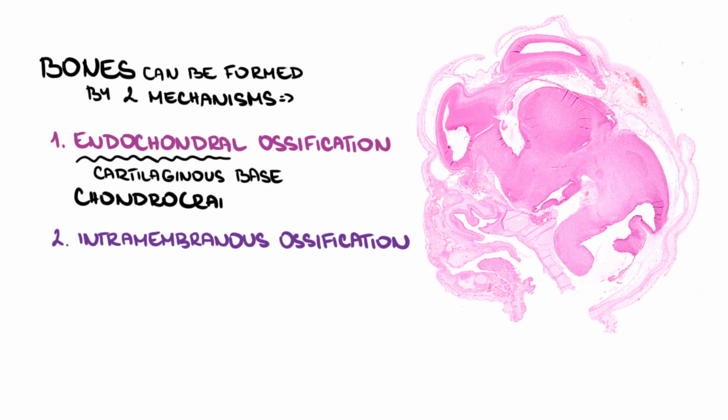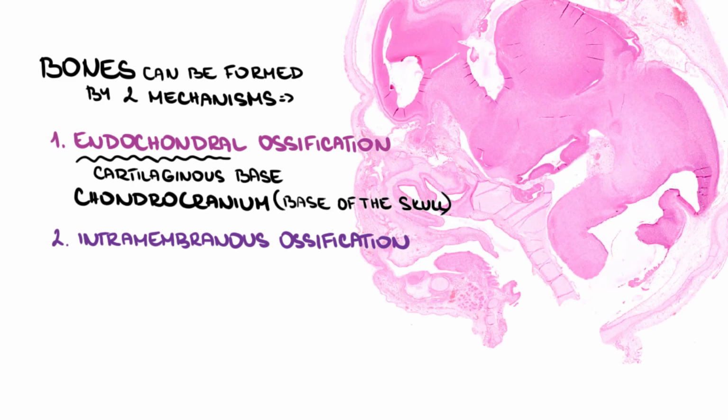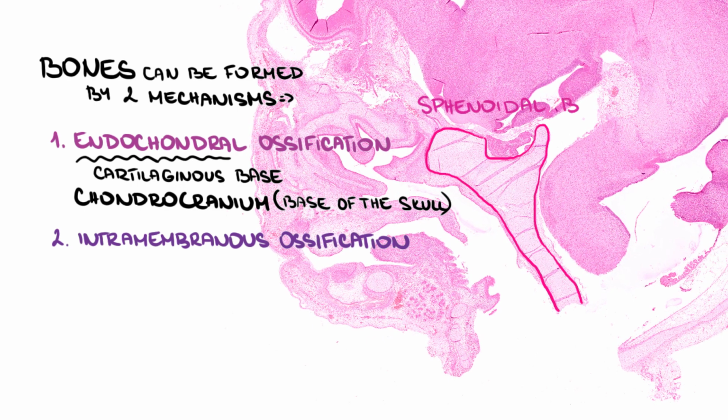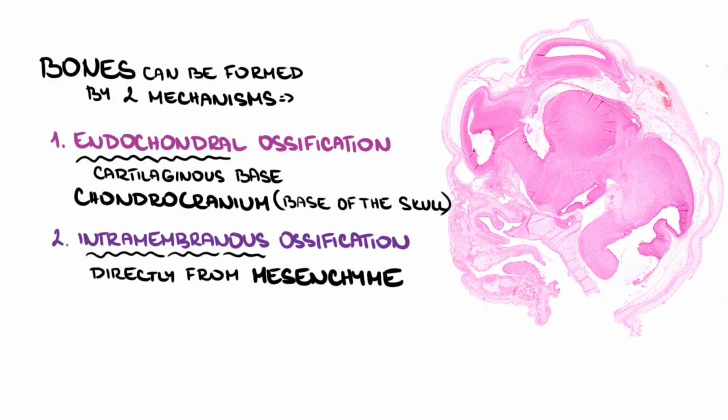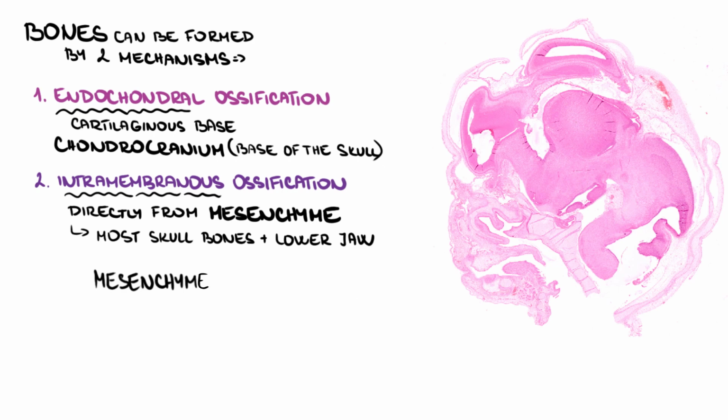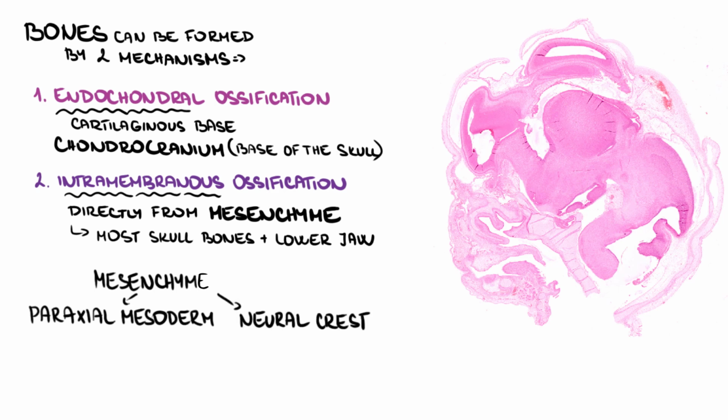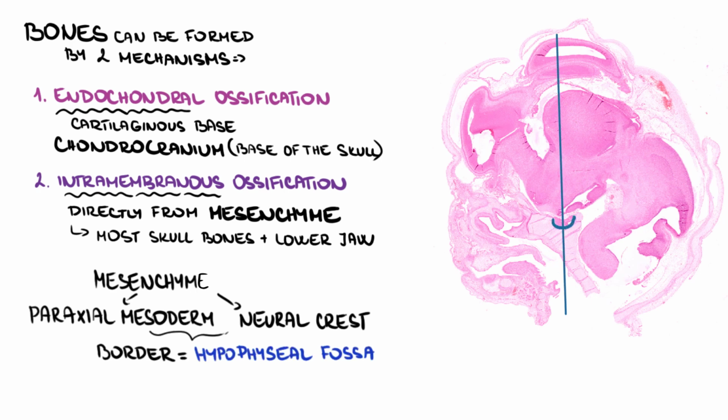The chondrocranium represents the base of the skull, from which we see mainly the emerging sphenoidal bone and part of the occipital bone, which are formed by cartilage. The term intramembranous ossification represents creation of bone directly from mesenchyme. Most skull bones, as well as the lower jaw, are formed by intramembranous ossification. The mesenchyme for the skull bone formation originates either from paraxial mesoderm or from neural crest. The border between these 2 sources in the base is the hypophyseal fossa, but the situation is probably much more complex.